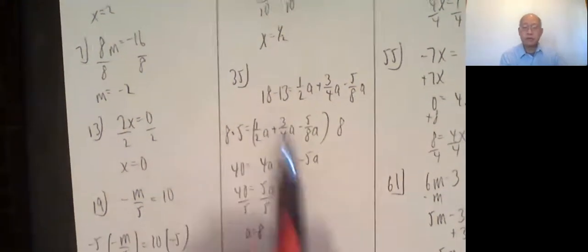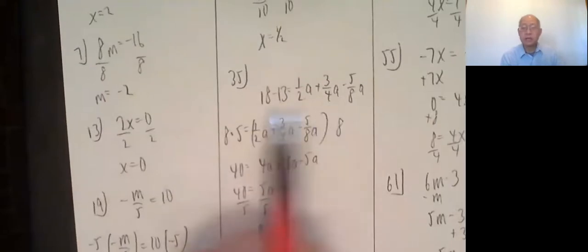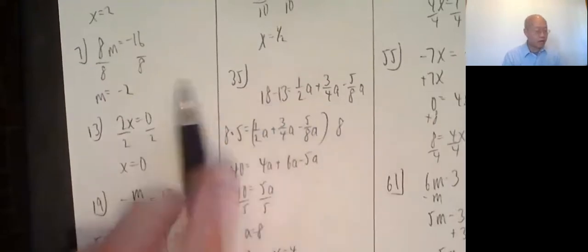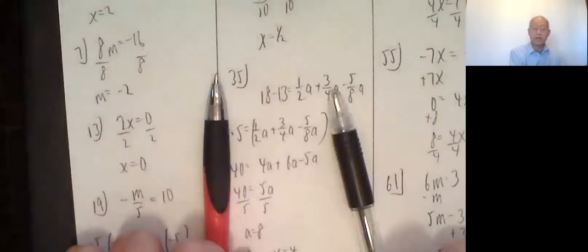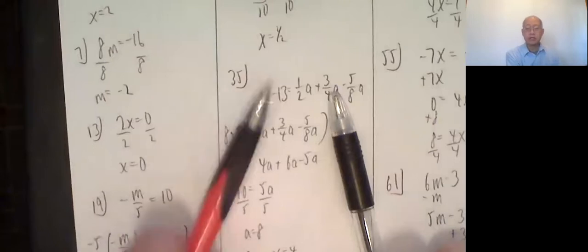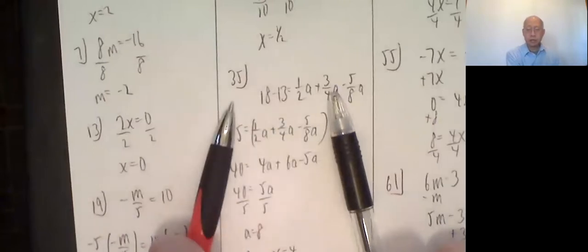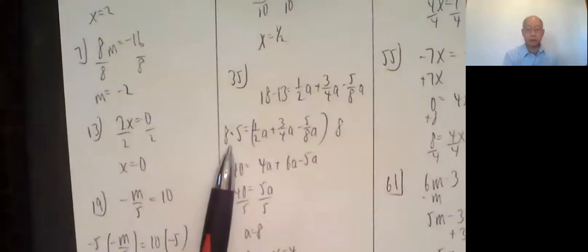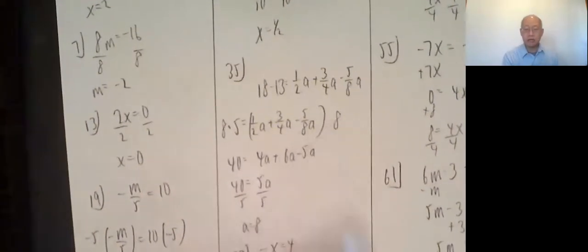35 is much more complicated because of all the fractions. 18 minus 13 is 5. So start off with the 5. Now, I don't like all those fractions, so I'll multiply both sides of the equal sign by the common denominator. I see 2, 4, and 8, so the common denominator is 8. So you multiply both sides by 8 to cancel all these fractions.